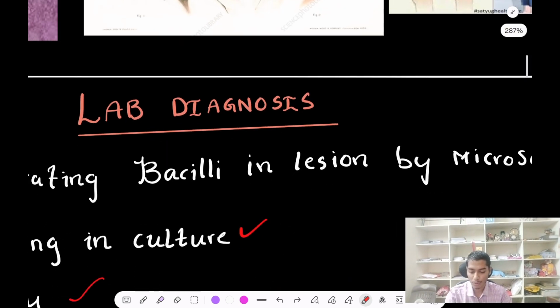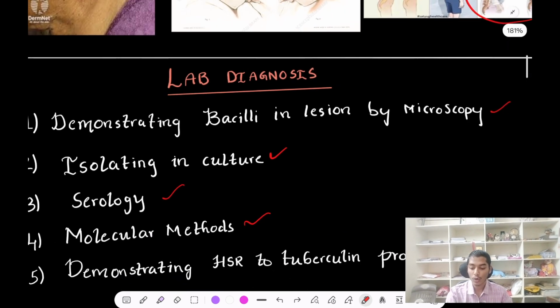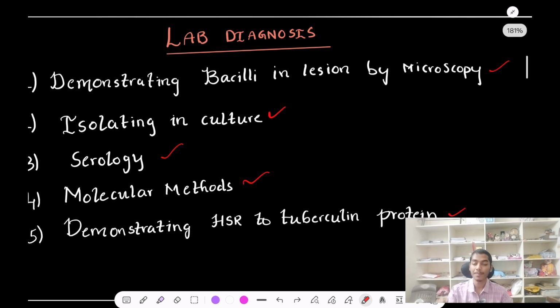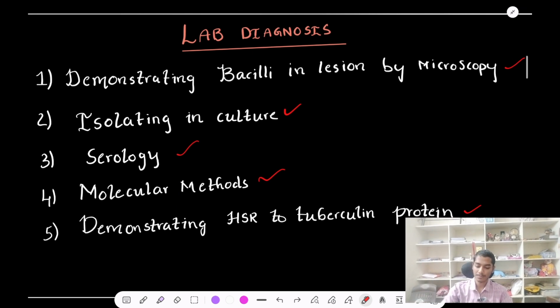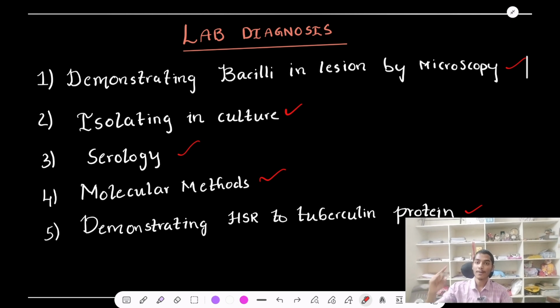And now let us discuss the laboratory diagnosis. In laboratory diagnosis of Mycobacterium tuberculosis, we have these 5 things that we need to follow. First, we have to demonstrate the bacilli in the lesion by microscopy, then isolating in culture, then serology, molecular methods, and demonstrating the hypersensitivity reaction to the tuberculin protein.